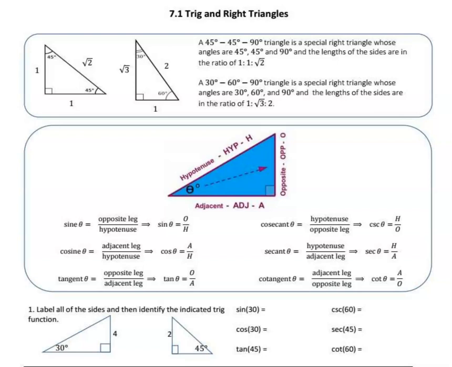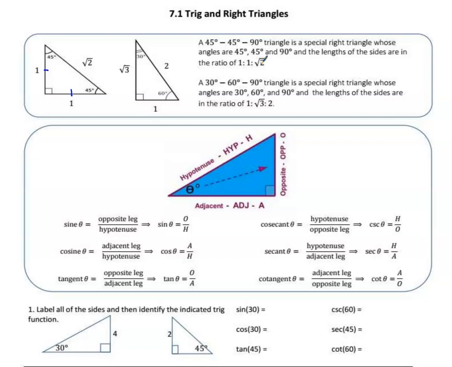7.1 Trig and right triangles. Well, as we start off, we're going to talk about two special types of right triangles that you studied back in geometry. One type was the 45-45-90 right triangle, where the two legs were the same and the hypotenuse was always the square root of 2 times the leg. So the ratio was 1 to 1 to the square root of 2.